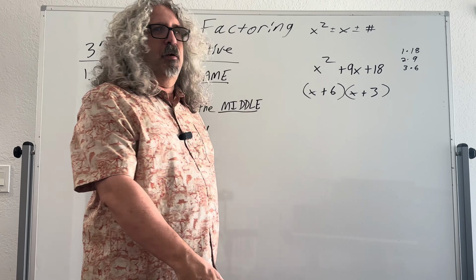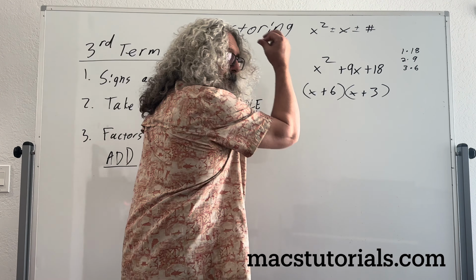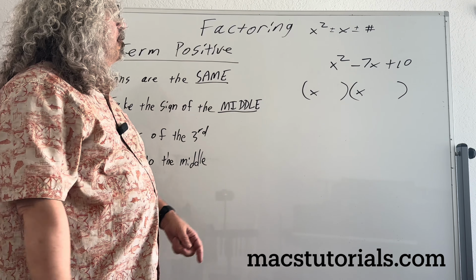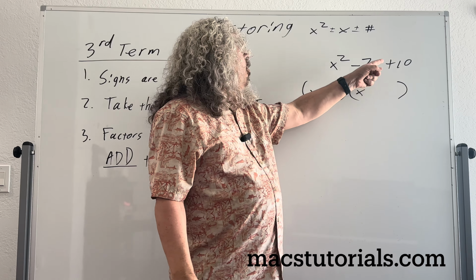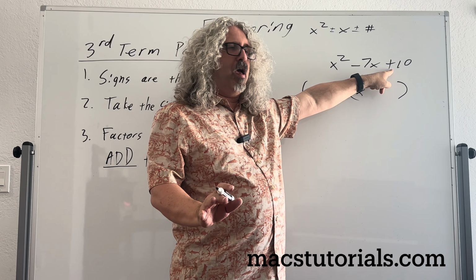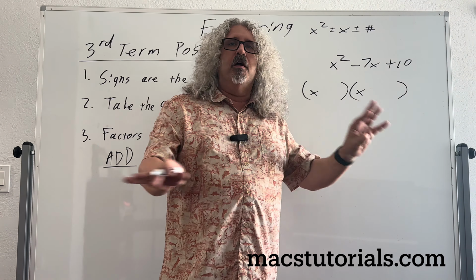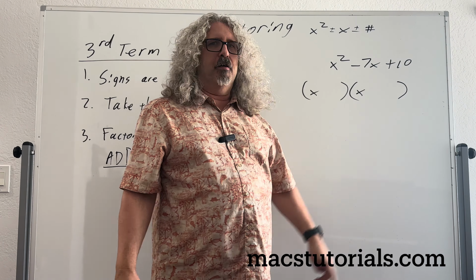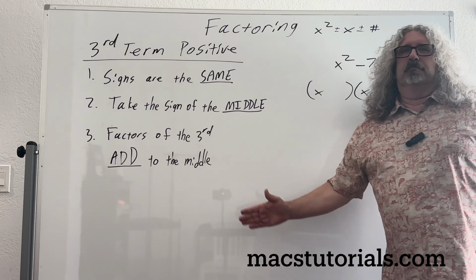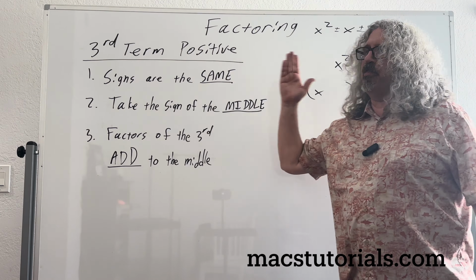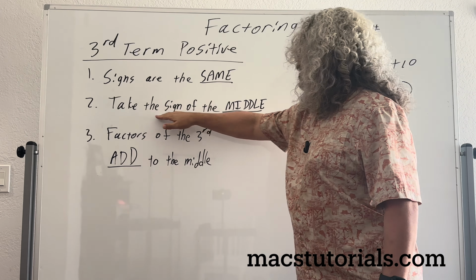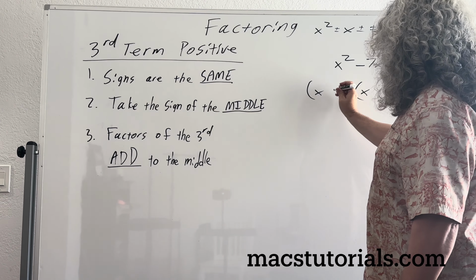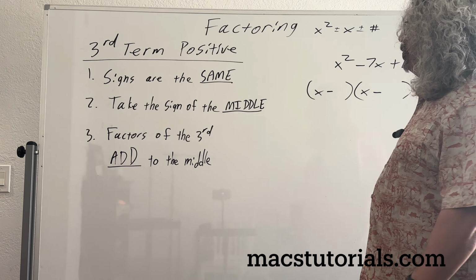Now we're going to do a bunch of them, okay? Let's switch this out for another one. All right, I've got another one up here: x squared minus 7x plus 10. So now I see the third term is positive. What does that mean? It means use these rules. Number one, signs will be the same. Number two, take the sign of the middle, which is minus. So I'm going to go minus, minus.